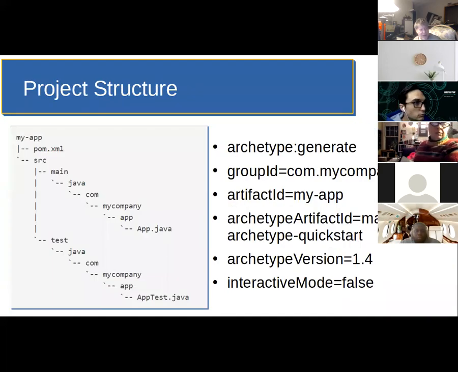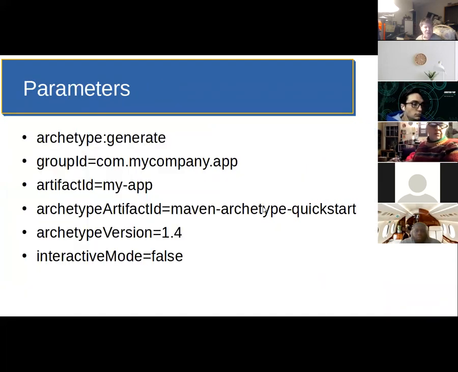So in Maven, when you generate a Maven project, you have these parameters to fill out to generate the Maven file. The archetype, and you've got a group ID. You've got the artifact ID, which would be the application name that you're actually using.